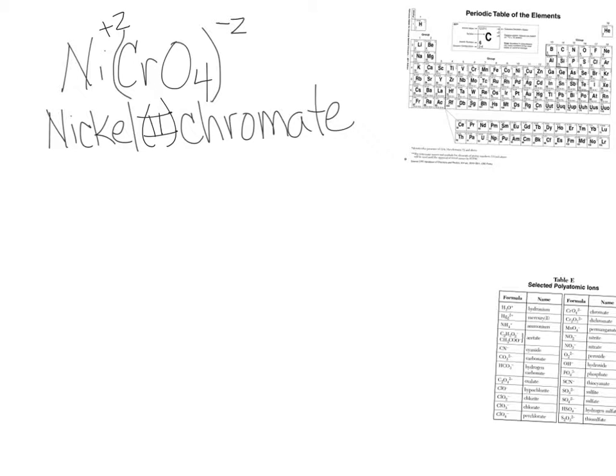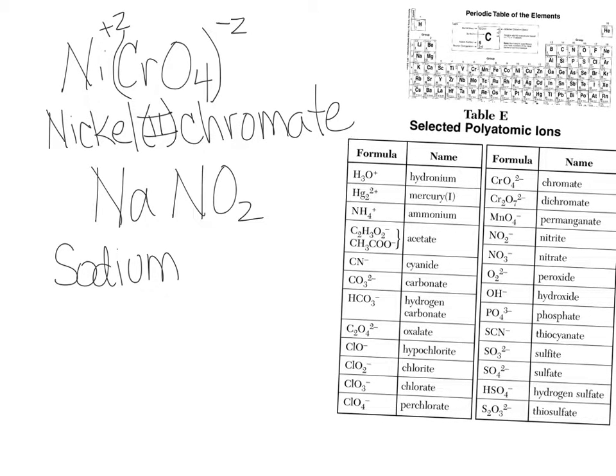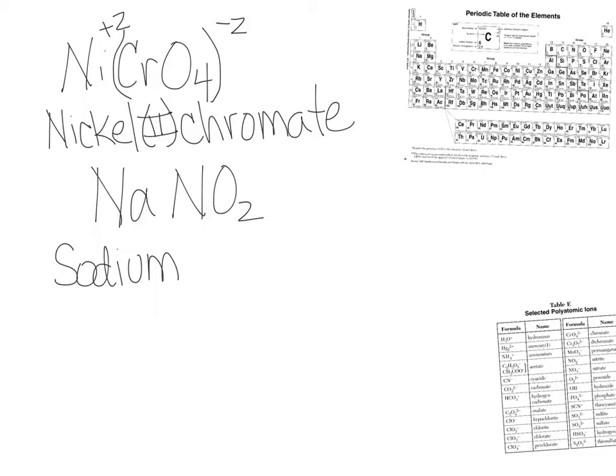One last example. This one is going to be NaNO2. Okay, so we're going to name the first sodium. And I see 3, so I must have a polyatomic ion. So here it is. NO2 is nitrite. I'm going to make a mental note that it's -1 just in case I need to know that. Nitrite.